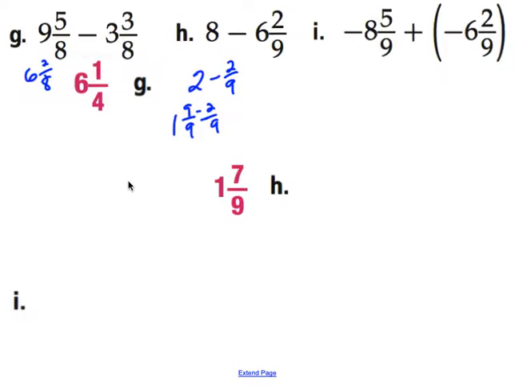Okay? And letter I, -8 plus a -6. When we add those together, they're the same sign, so we're going to get -14. And then we have 5 ninths and 2 ninths, which would give us 7 ninths. So our overall answer on that one should be -14 and 7 ninths.